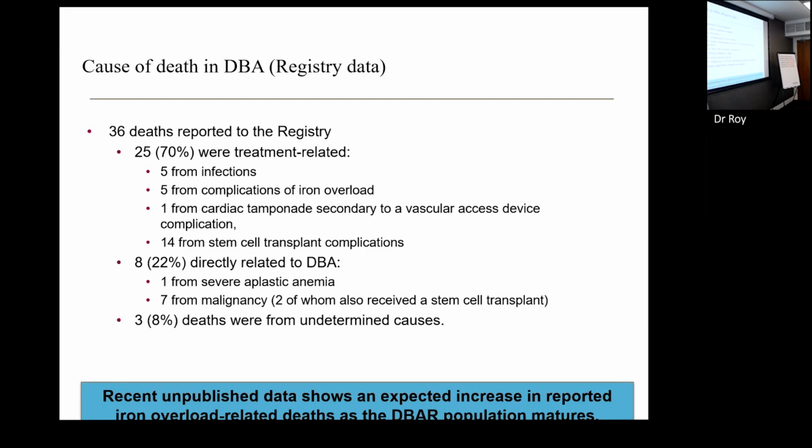So 36 deaths were reported to the registry, of which 70% were treatment related. 5 died from infections, 5 died from complications of iron overload, 1 from cardiac tamponade, and 14 from stem cell transplant complications. And then 22% died because of a complication of the DBA itself. 1 from severe aplastic anemia and 7 from malignancy, and then the rest were unexplained.